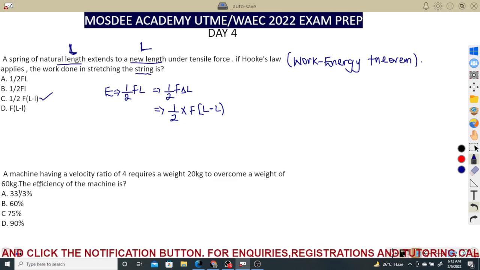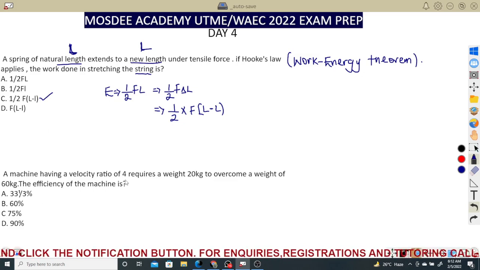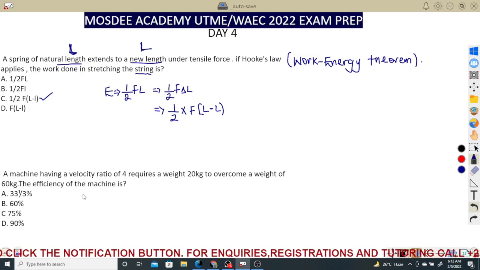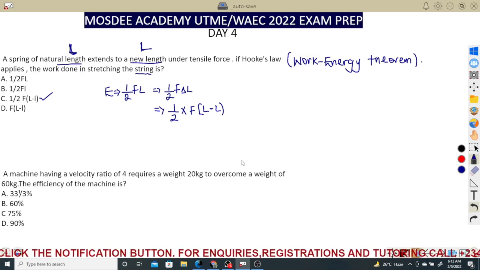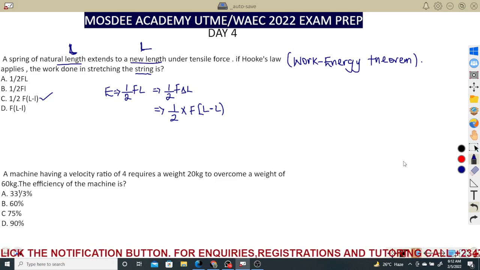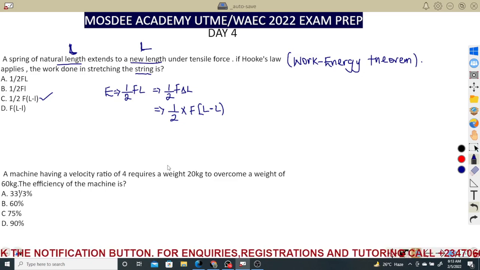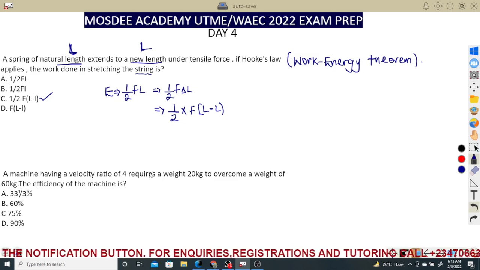The next one: a machine having a velocity ratio of 4 requires an effort of 20 kg weight to overcome a load of 60 kg weight. The efficiency of the machine is what? I think we are now in the concept of simple machines. Why do we take these three topics together? They are very simple and direct, but nothing is simple if you don't have the idea. That is why we are taking you through the process. Like I said, questions with applications actually cross into each other.